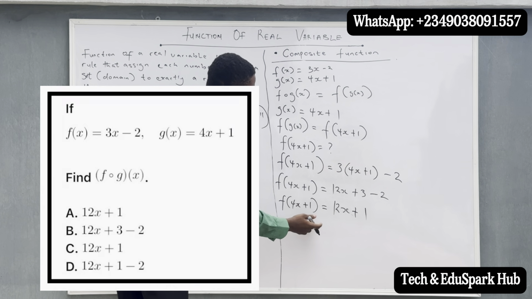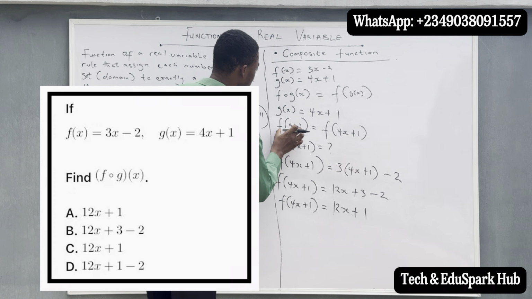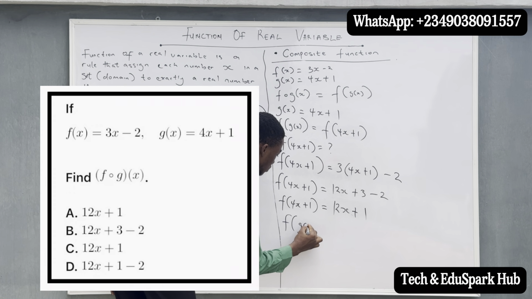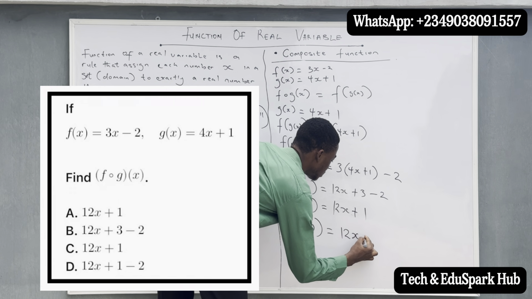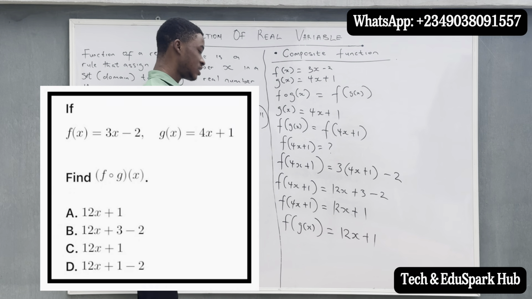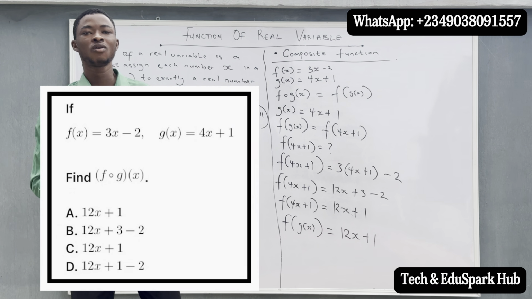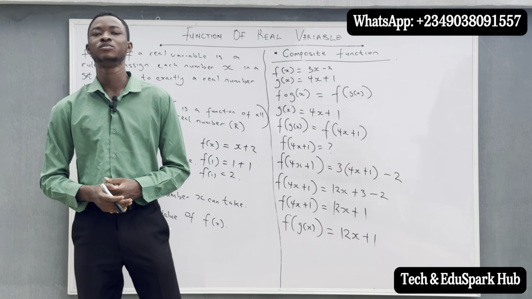So our final answer is 12x plus 1. So we can write this f of 4x plus 1 as f of g of x. So we now have f of g of x, because this is what the question is asking us to calculate, to be equal to 12x plus 1. So this is our final answer to question of this type. And this will be all on the composite function and all about the function of real variable.